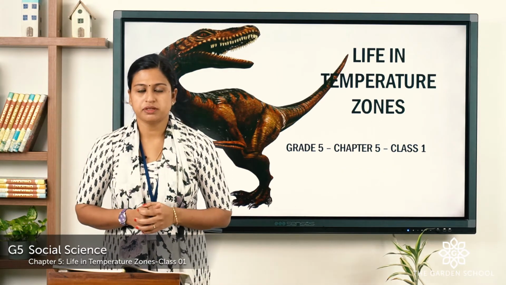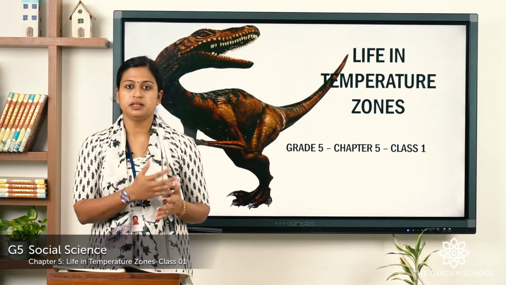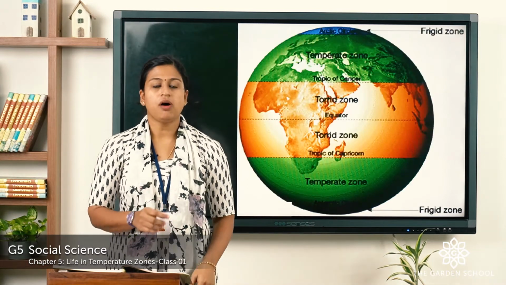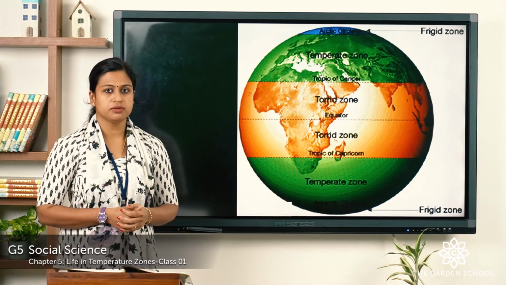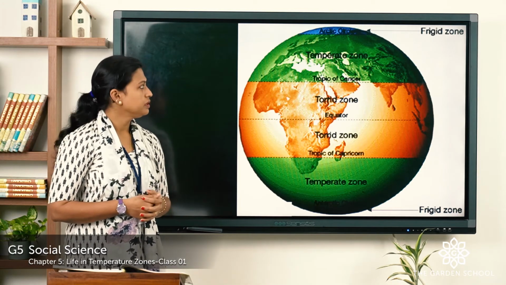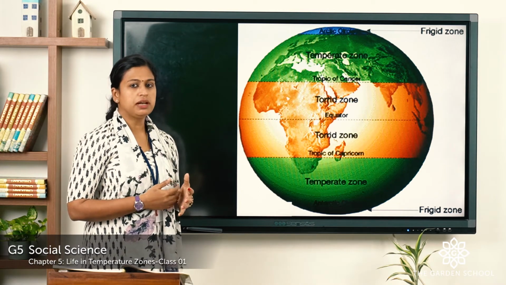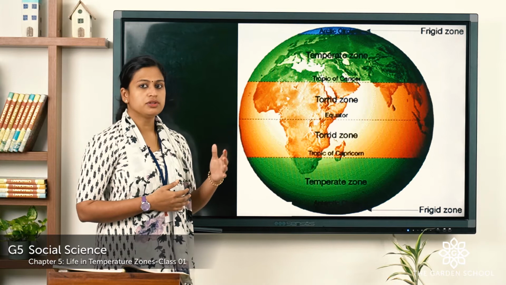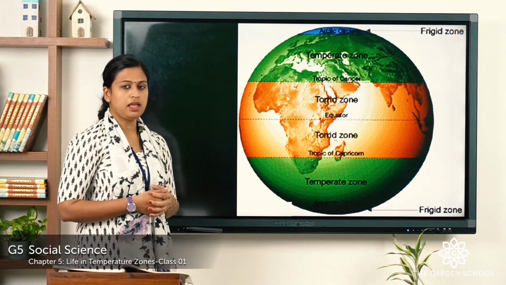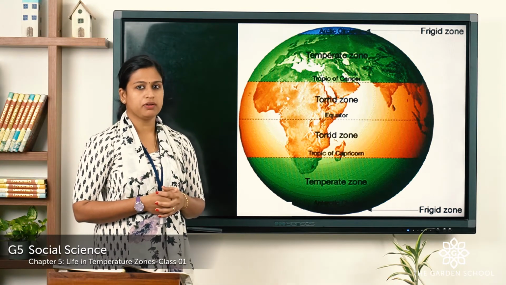Here in this chapter, we are going to learn about the different forests present in different temperature zones. In the last class, we have already learnt about the temperature zones. There are 3 zones, that is torrid zone, temperate zone and frigid zone. Torrid zone lies between equator and Tropic of Cancer in the northern hemisphere, and in the southern hemisphere it lies between equator and Tropic of Capricorn.